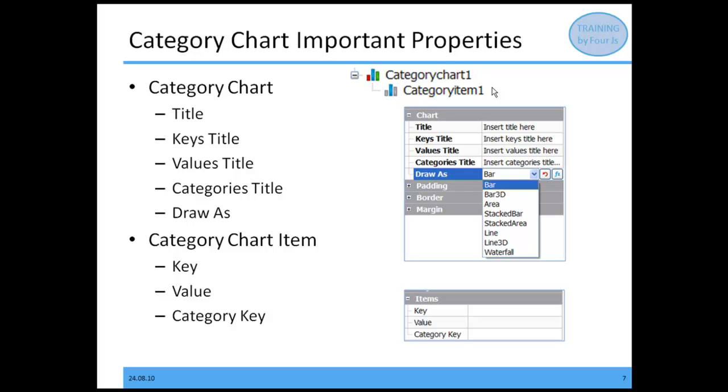As far as the category item, underneath the category chart, again, this is where you would specify the actual data item being brought in. These would be data items that are coming from your data schema. And so you identify the key column, the value column, and the category key column. Let's take a look at this now.